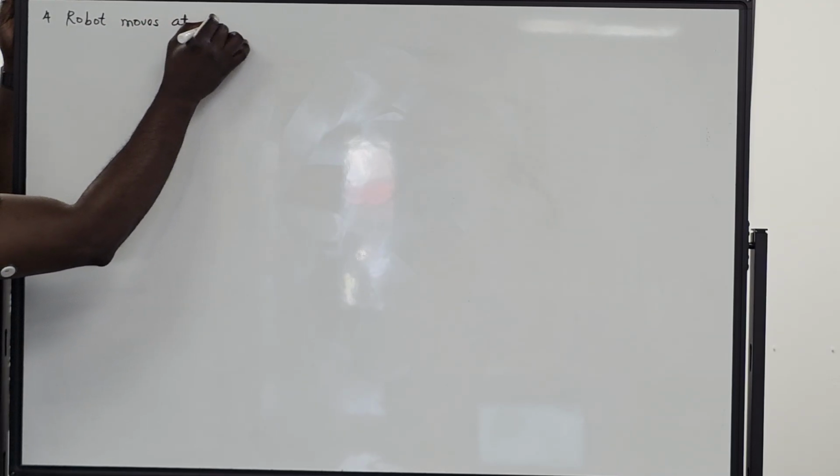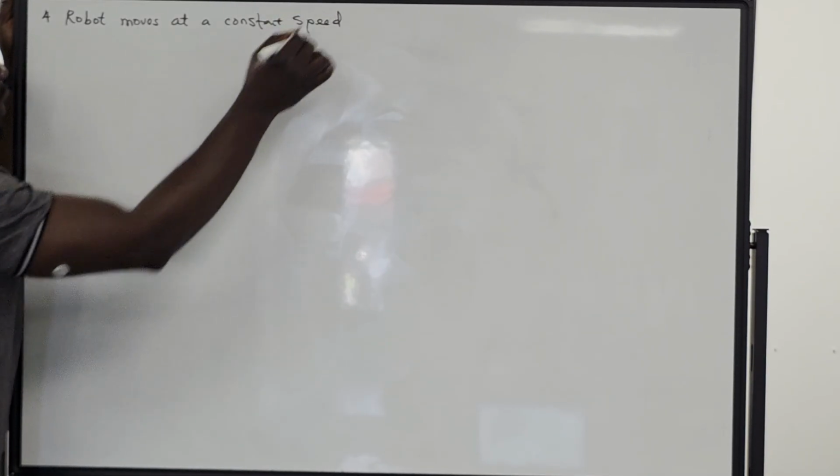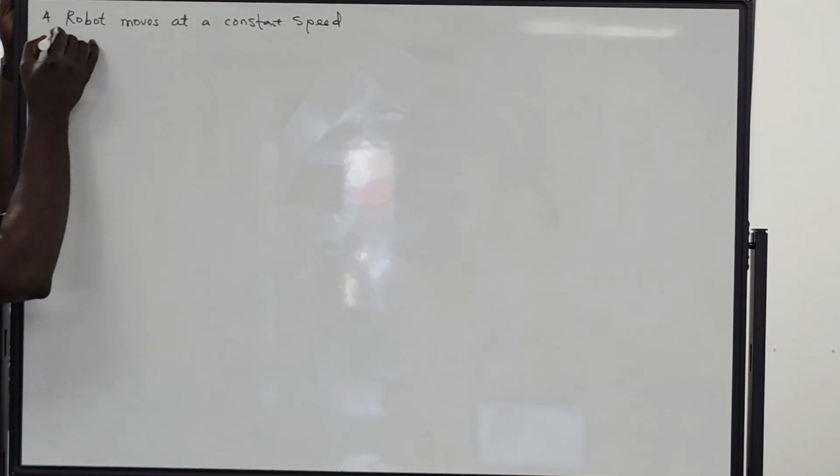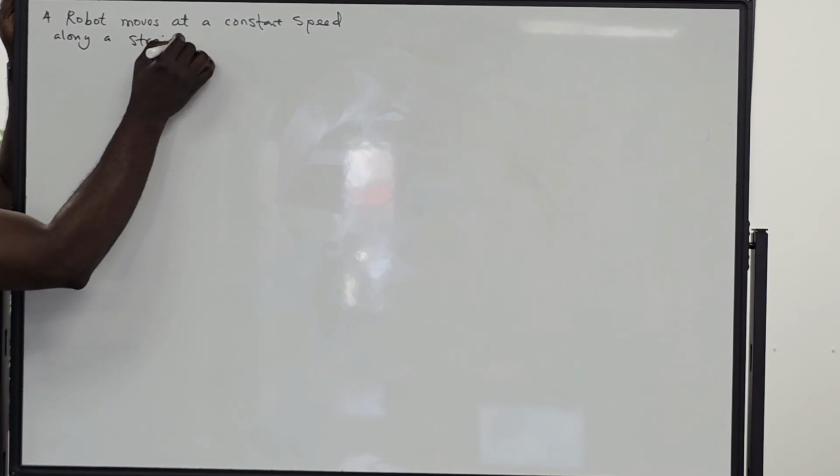All right, question 4. Question 4 says a robot moves at a constant speed along a straight line path, right? And the starting point, midpoint, and the stopping points are represented in the standard XY coordinate plane.